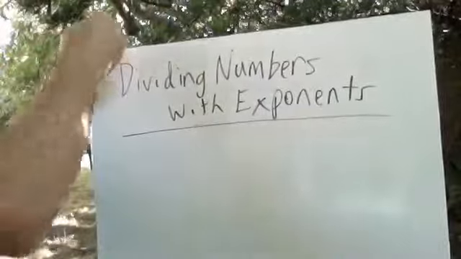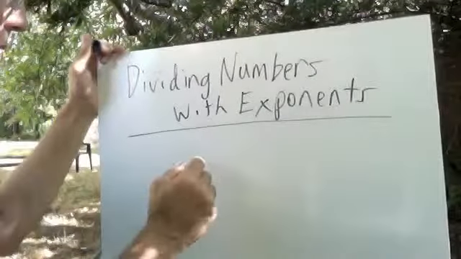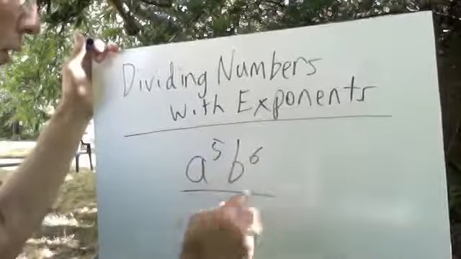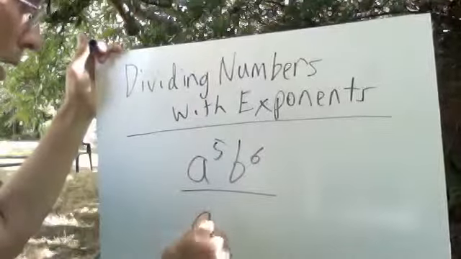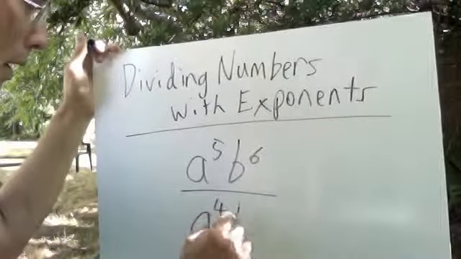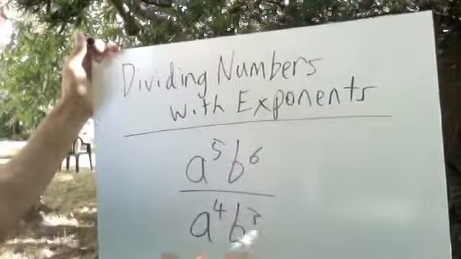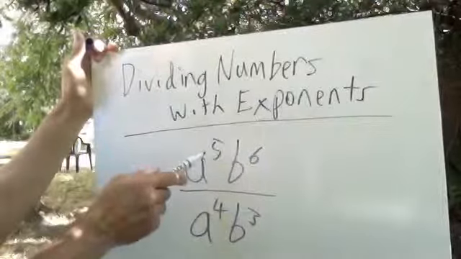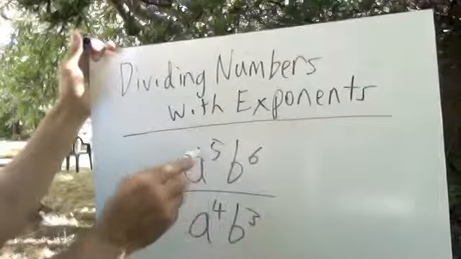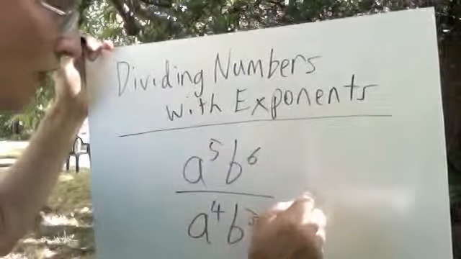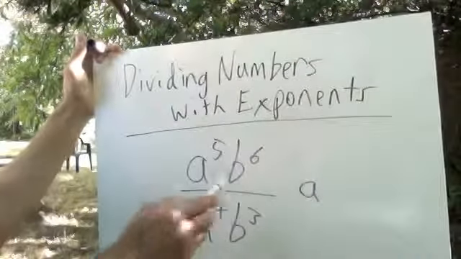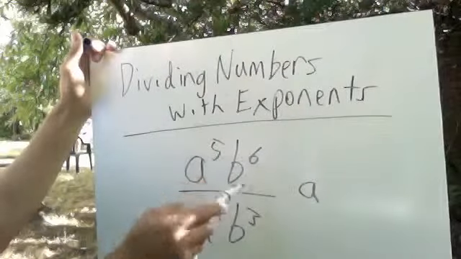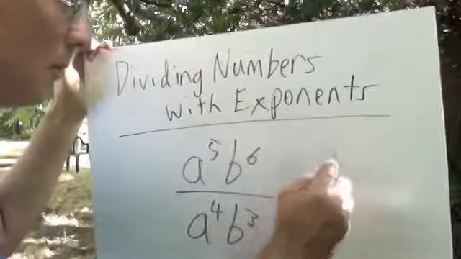Let's take another example, a little more complicated. Let's say that we have a to the fifth, b to the sixth over a to the fourth, b cubed. So you can do it two different ways. Do it the subtraction method. A to the fifth over a to the fourth is going to be a to the 5 minus 4, which is just simply a, right? And b to the sixth over b cubed is going to be b to the sixth minus 3, which is b cubed.